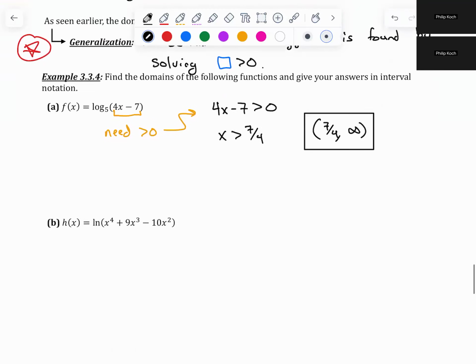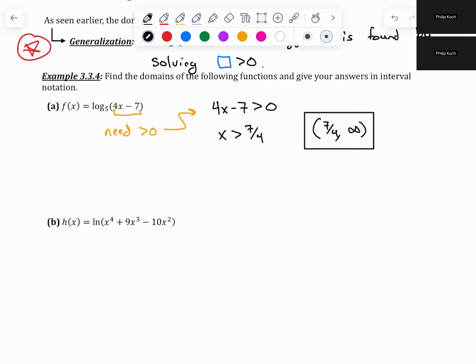And this next one, super fun one. Love it. Awesome problem. H of x is equal to natural log of x to the 4th plus 9x cubed minus 10x squared. We need the inside, we need x to the 4th plus 9x cubed minus 10x squared greater than 0.